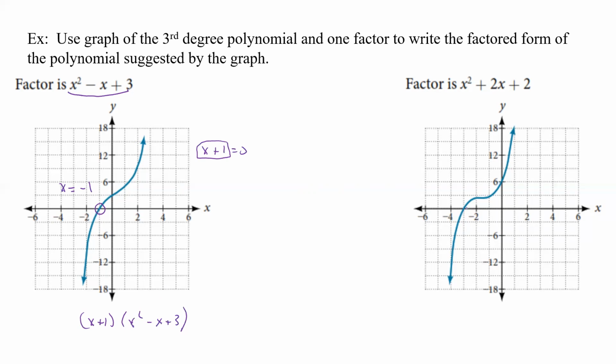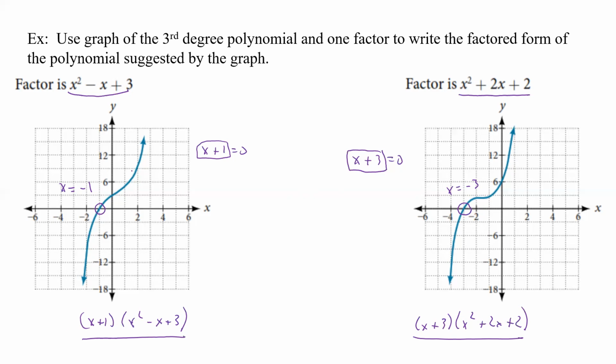Same thing over here. Well, here, where does it cross? It crosses right there. And so that's x equals -3. And so if we solve and get it equal to that, that gives us x plus 3 equals 0. So this is the factor then. And here is our other one. So we have x plus 3 times x squared plus 2x plus 2. And so that would be the two factored forms based on the graph. And again, all we're worried about is just getting that one more factor and then using this factor as the second one.